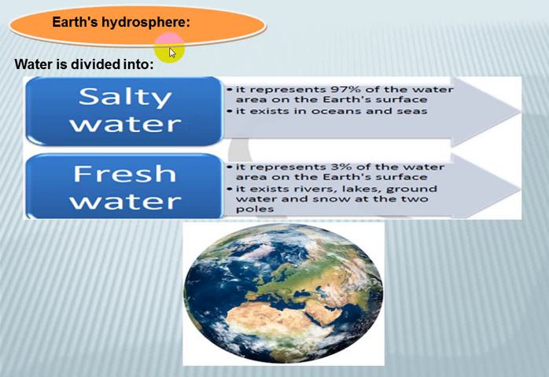Earth's hydrosphere. Water is divided into salty water and fresh water. The salty water represents 97% of the water area on the Earth's surface. It exists in oceans and seas. While the fresh water represents 3% of the water area on the Earth's surface. It exists in rivers, lakes, groundwater, and snow at the two poles.